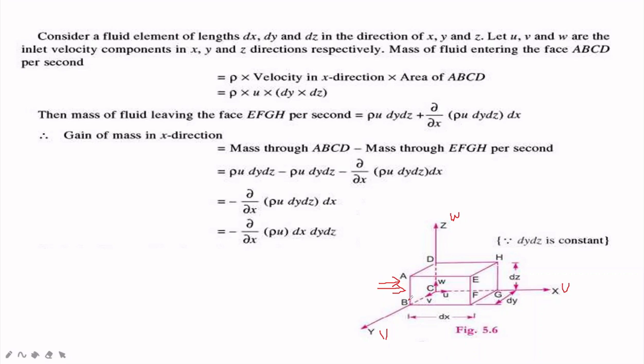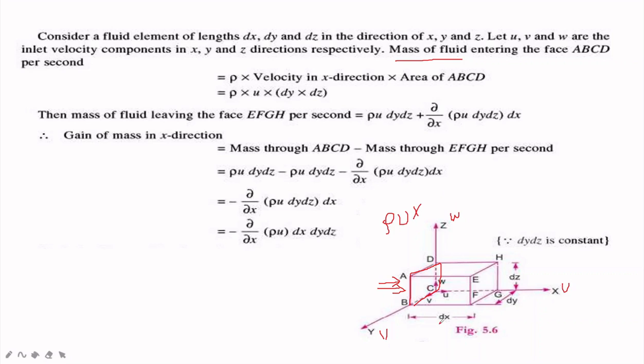So this is the surface, ABCD. The mass of the fluid entering the face ABCD is equal to what? Density into surface area. That is, density is rho, velocity in the x direction is u. We are calculating the mass of fluid in the element entering the face ABCD, right? So rho into u into the area of ABCD, that is length into height, in the direction of x, right?